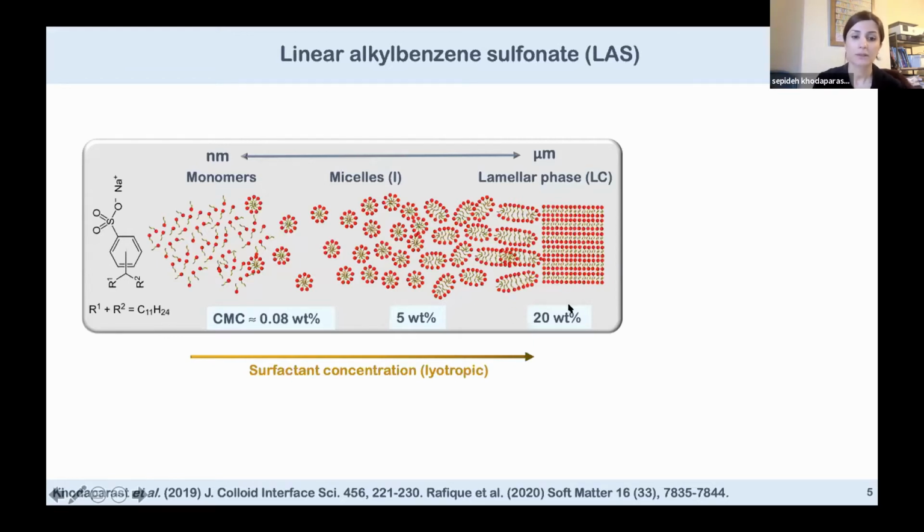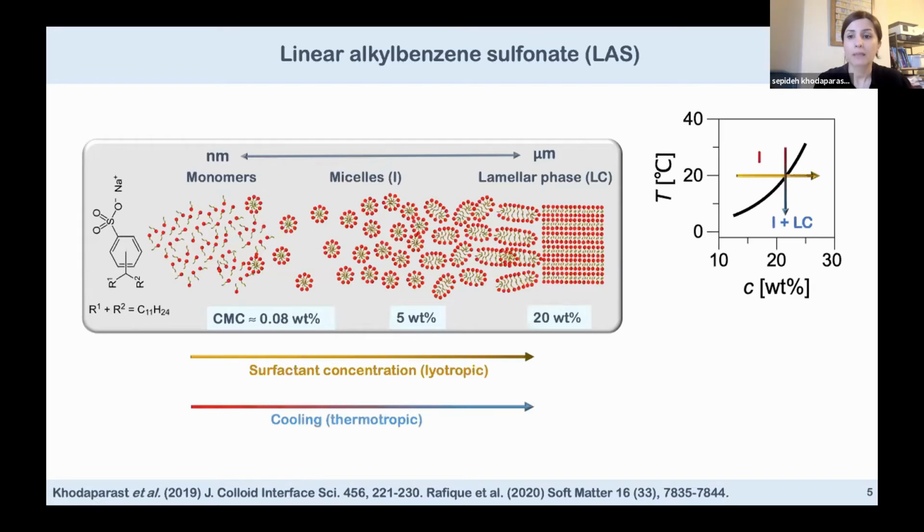The other interesting thing about this surfactant, at least in the range of concentration and temperatures that we're looking at, is that it's thermotropic, meaning that if we look at the temperature-concentration phase map of this surfactant, the boundary between the isotropic phase and the mixed isotropic and liquid crystalline phase is inclined, meaning that you can cross it by either changing the concentration at a fixed temperature or by keeping the concentration constant and just changing the temperature.